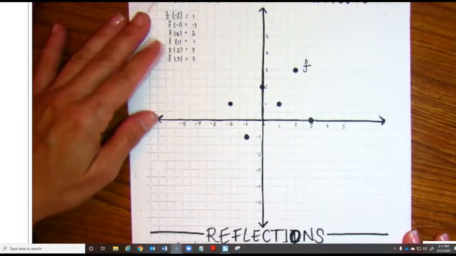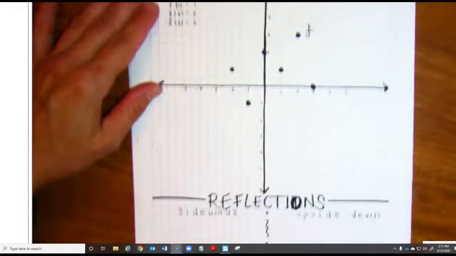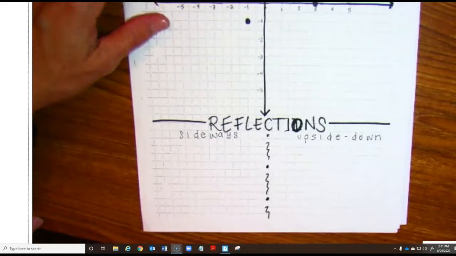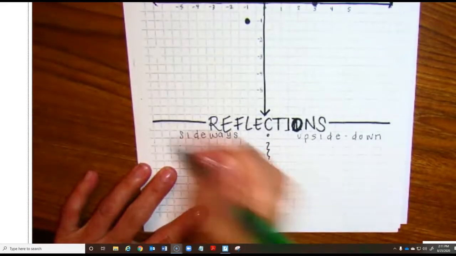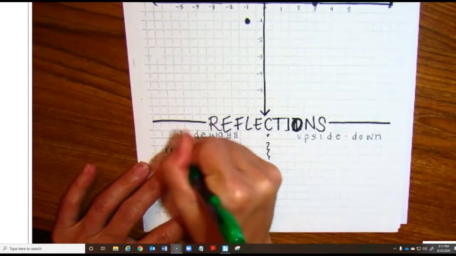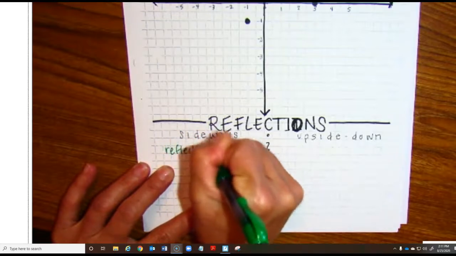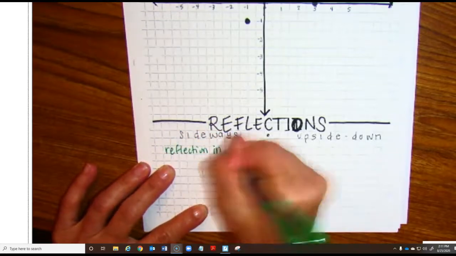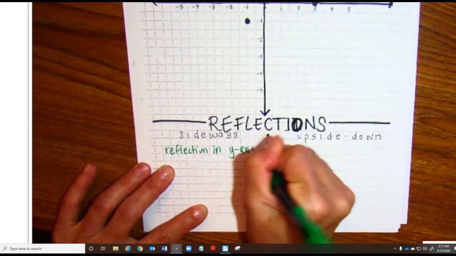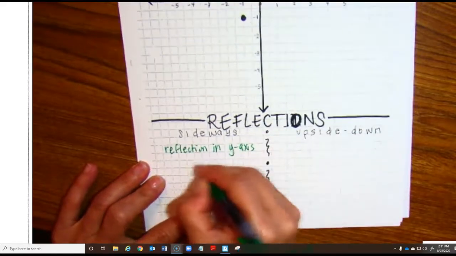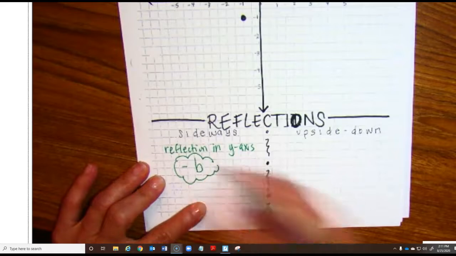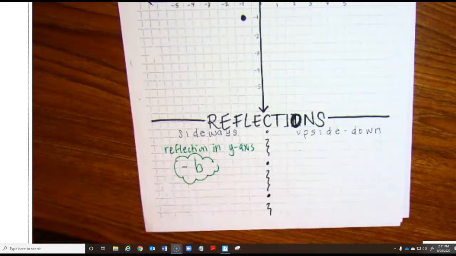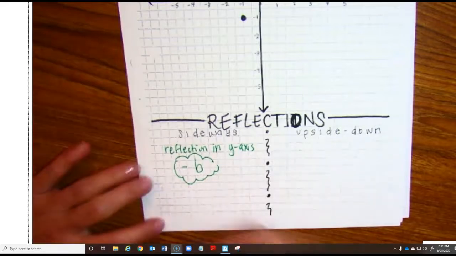Let's go ahead and talk about reflections real quick. I'm going to talk about the graph later. Right now I want to talk about what the setup looks like. So you can have a sideways reflection. This is really a reflection in the y-axis, and that is going to be when the b value is negative. So that's the real kicker there. Let me show you an example.